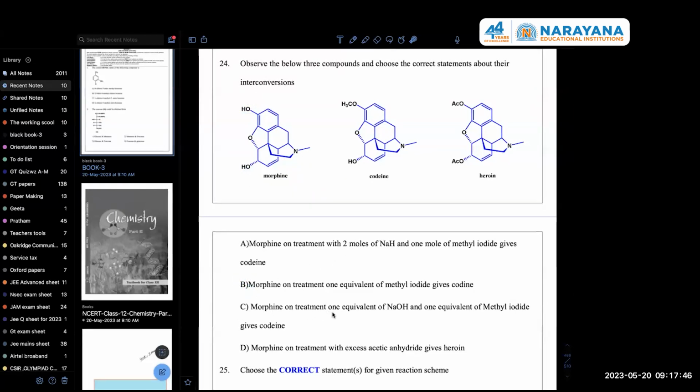Now morphine on treatment with 1 equivalent NaOH, only this H is gone. And then with methyl iodide, this becomes codeine. So C option is correct. Morphine on treatment with excess anhydride gives heroin. That is also correct. So only C and D options are correct. That kind of question I am expecting JEE Advanced may ask. Please be careful about this chapter.